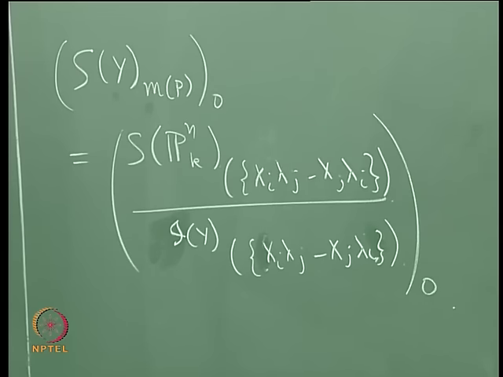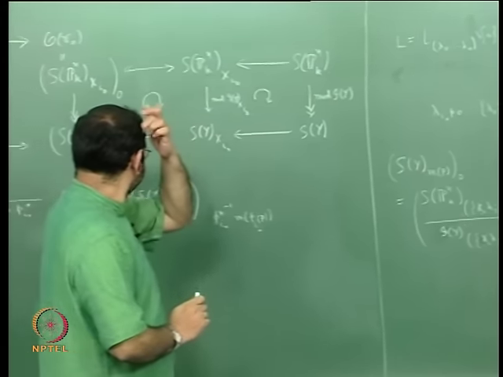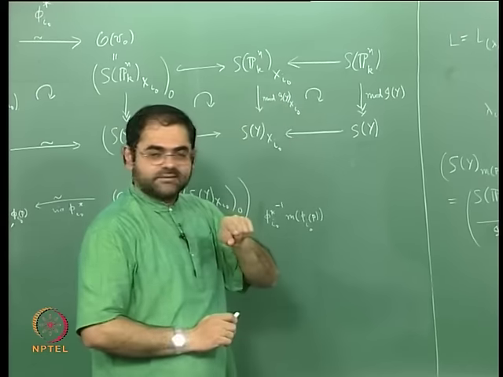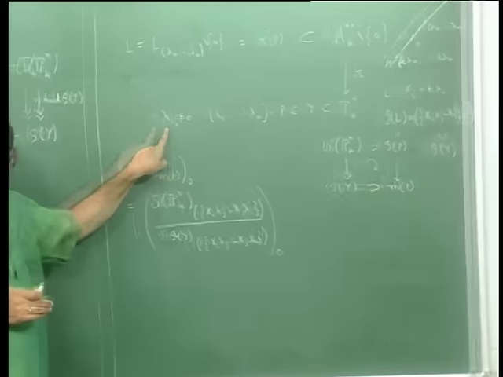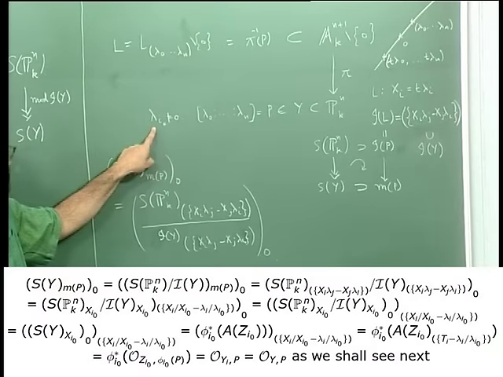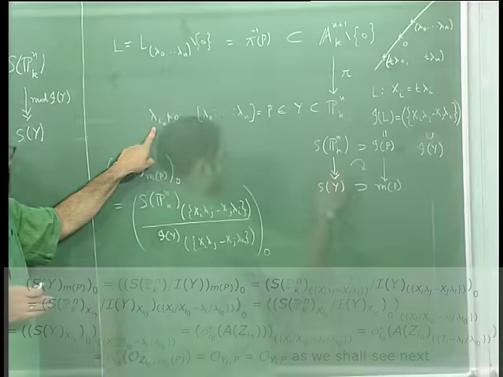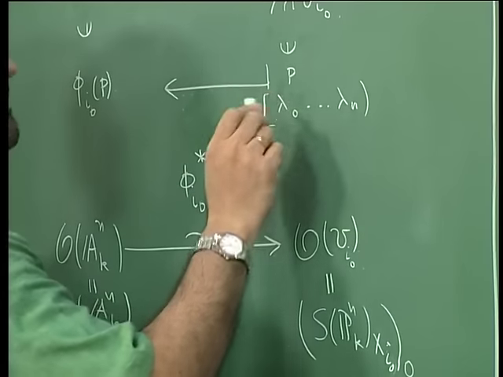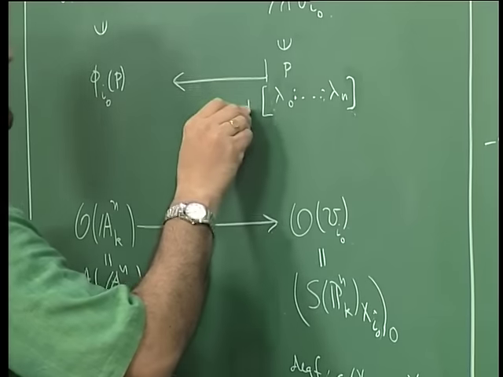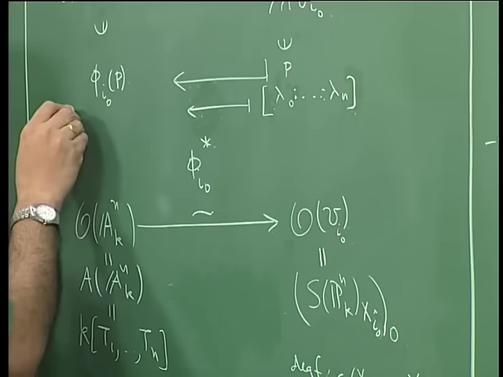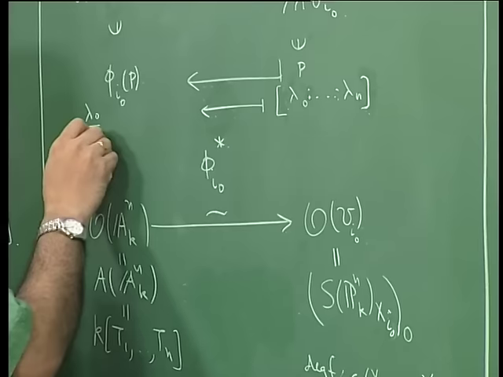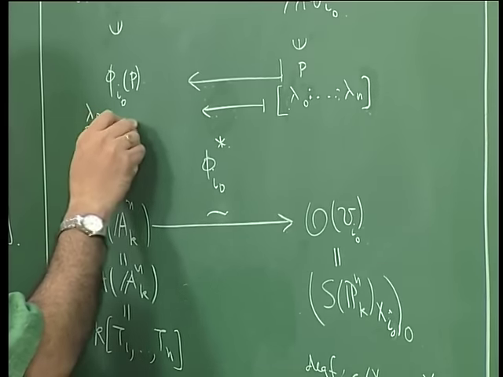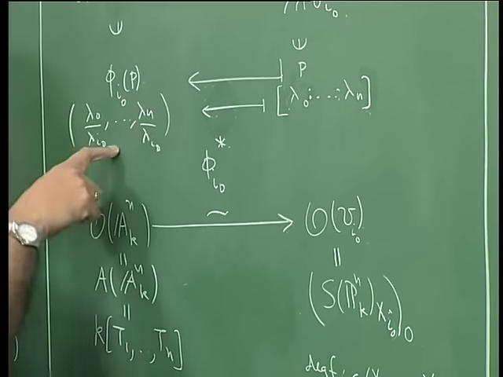But then the trick is the following. Since the point lies in U_i0, this lambda_i0 is non-zero. Let me write it down. So the point here is lambda_0 through lambda_n, with homogeneous coordinates. That is going to the point here, which is going to be lambda_0 by lambda_i0 through lambda_n by lambda_i0. That is going to be the point here.